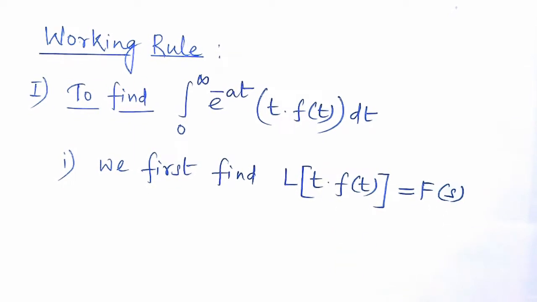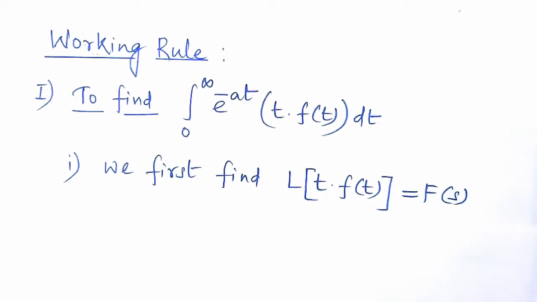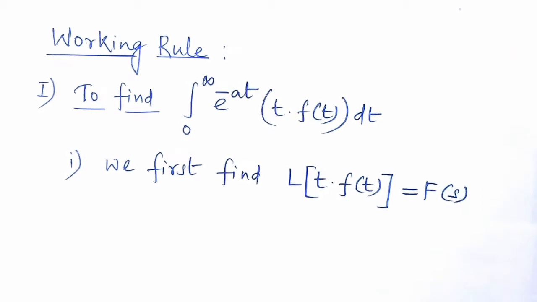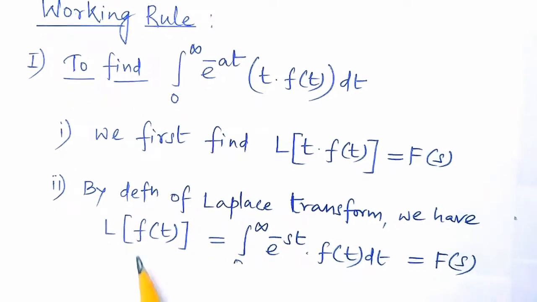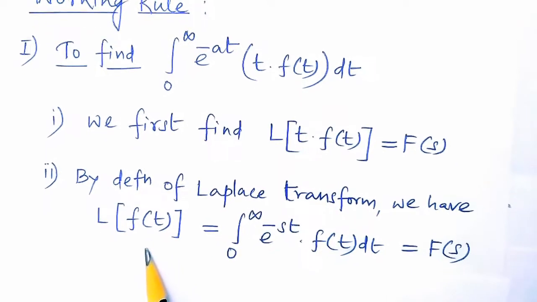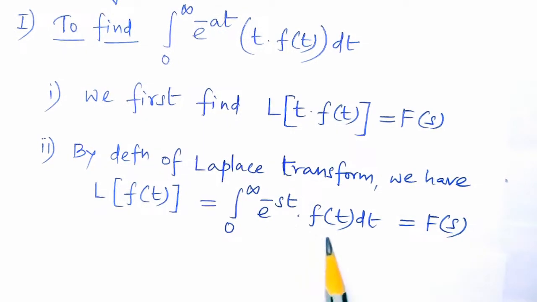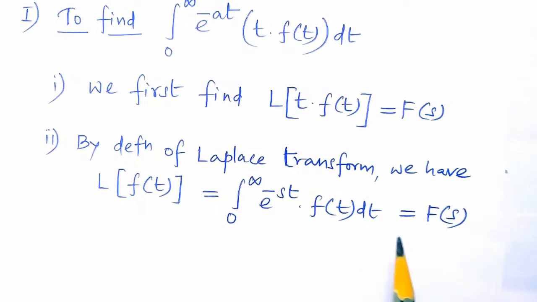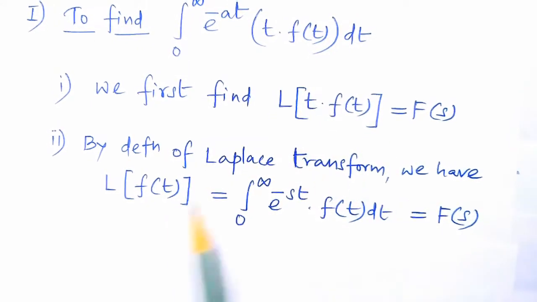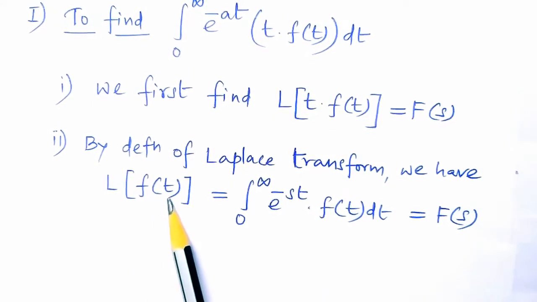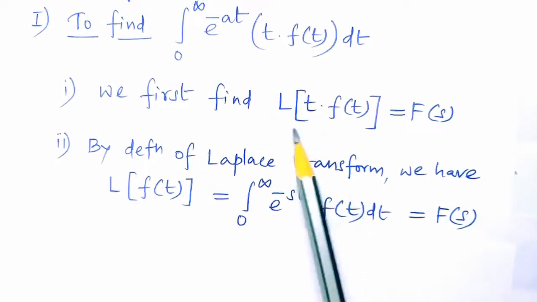We can make use of the basic definition of the Laplace transform. Suppose you consider f of t as a real valued function, then by the definition of the Laplace transform, for f of t being a real valued function, we have the integral between 0 to infinity of e to the power of minus st f of t dt. Now if I compare Laplace of t f of t with Laplace of a generalized f of t, then we can make use of this particular definition for this form also.